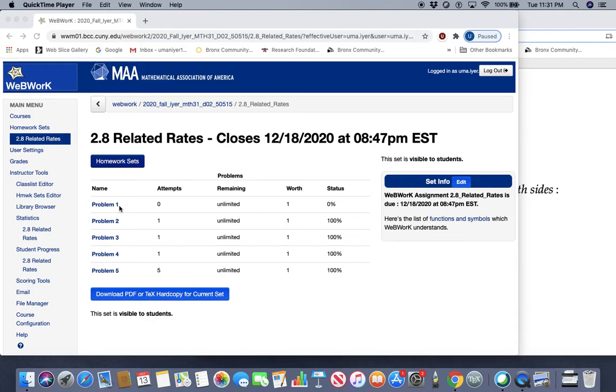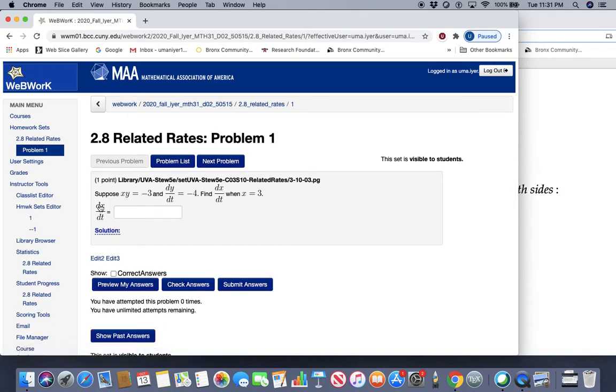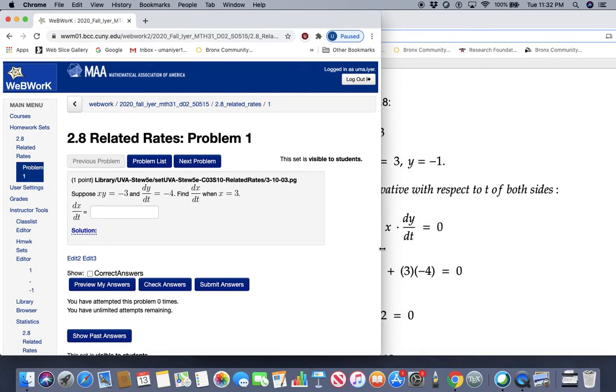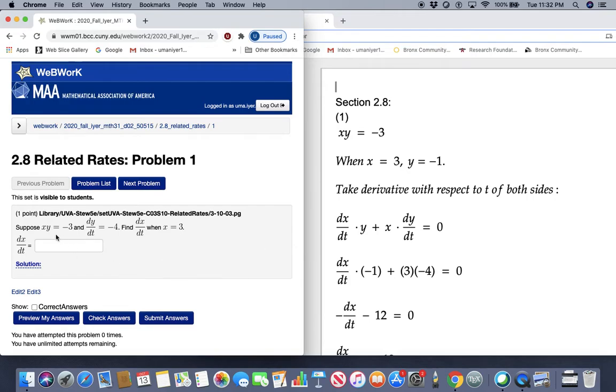Back. So now we look at problems from section 2.8. Problem 1. Suppose xy is -3, dy/dt is -4. Find dx/dt when x is 3. So a whole bunch of information is given to you. So let's write that down.